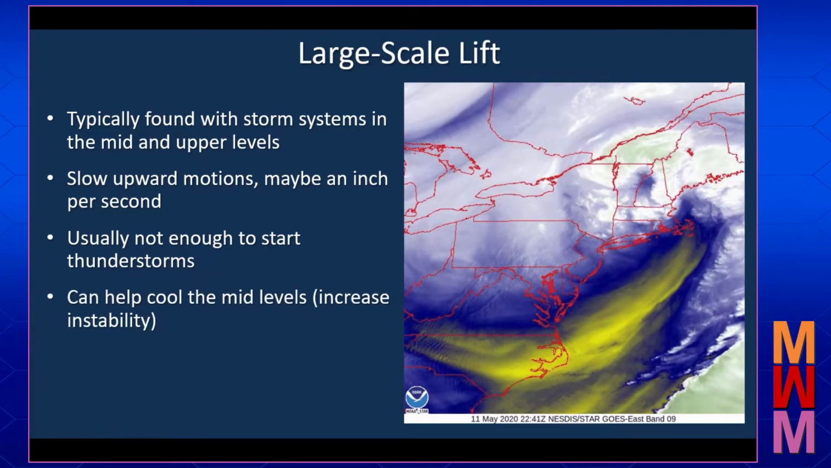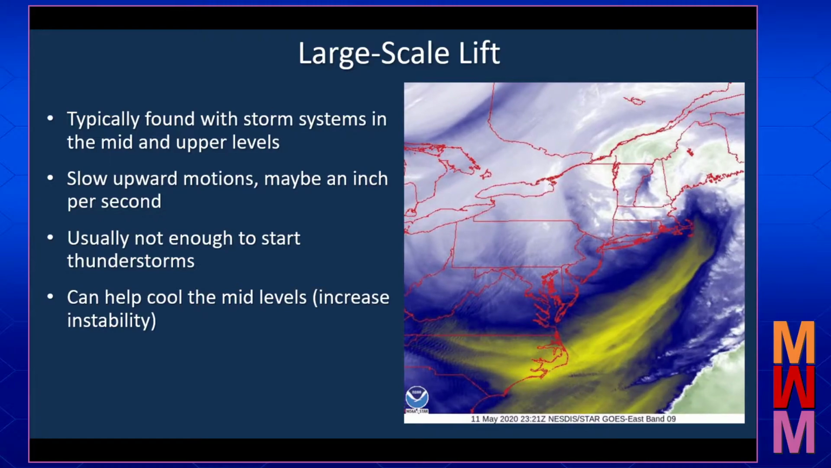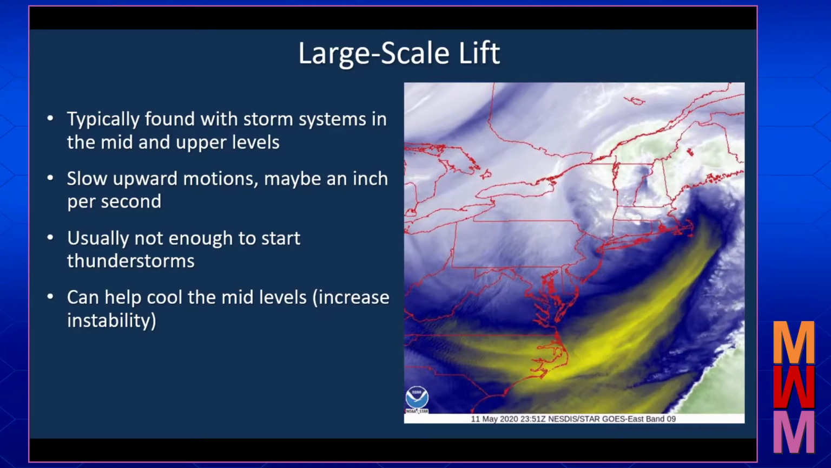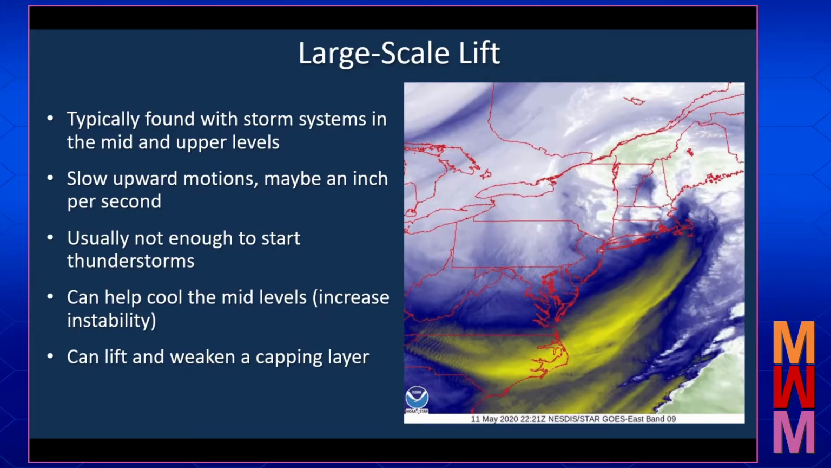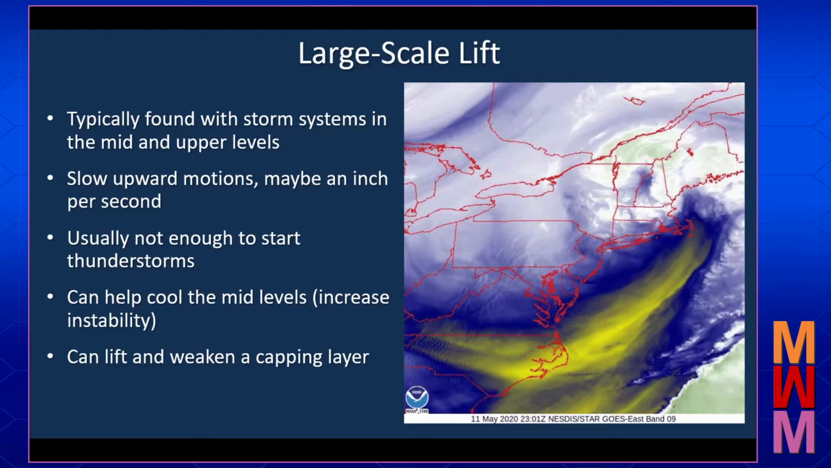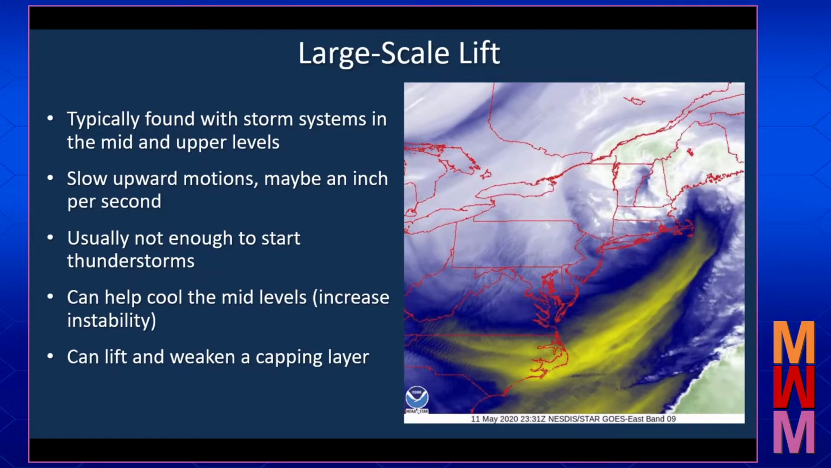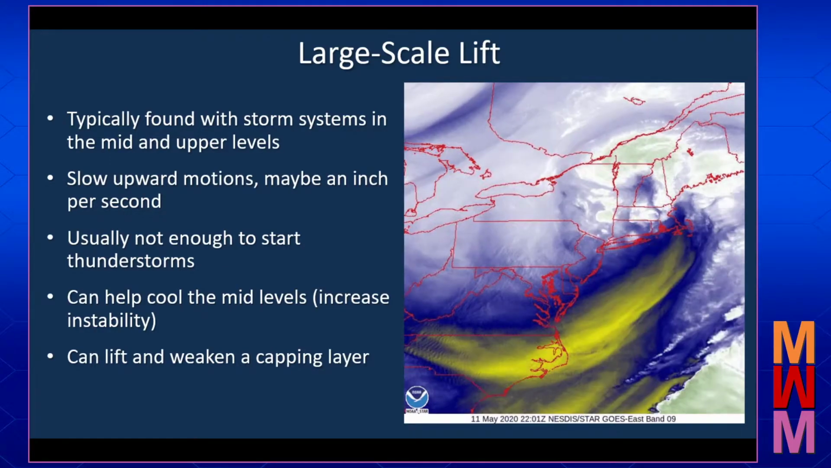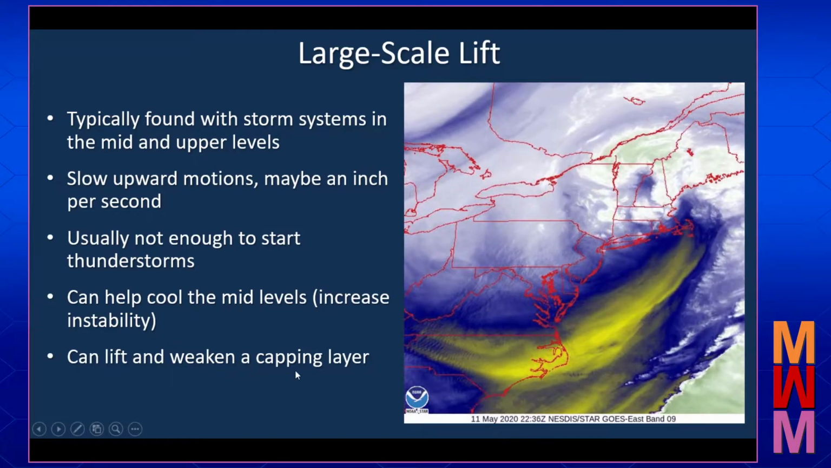This large-scale lift can help cool the mid-levels of the atmosphere and help increase that instability, increase the quality of the fuel that might be available if thunderstorms are able to form. And second, this large-scale lift can help weaken a cap or a lid that might be present in the lower levels of the atmosphere. This cap or this lid is a warm, stable layer, and it can actually block updrafts from trying to form, from trying to develop. So the cap may prevent thunderstorms even if all the other ingredients are in place. This large-scale lift, though, can help weaken that cap or that lid.